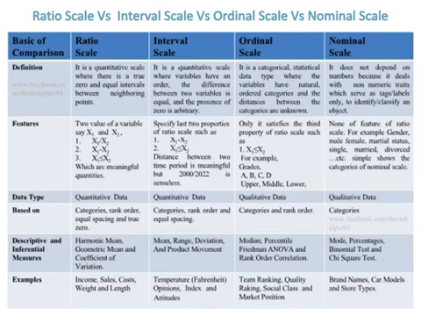In ratio scale, for two values of a variable, say x1 and x2, there are three properties. Number 1 feature is x1 divided by x2, number 2 feature is x1 minus x2, number 3 feature is x1 is less than or equal to x2, which are meaningful quantities.